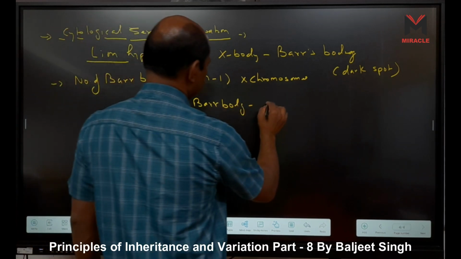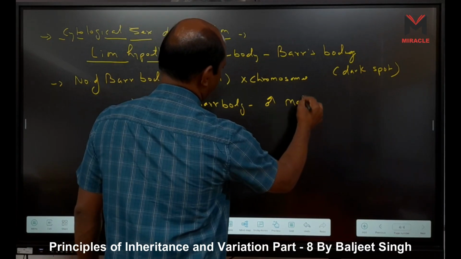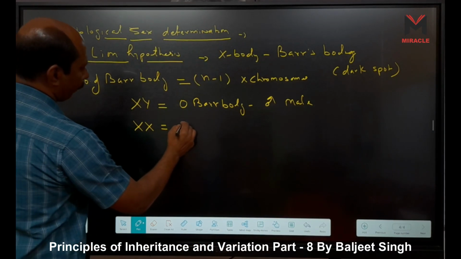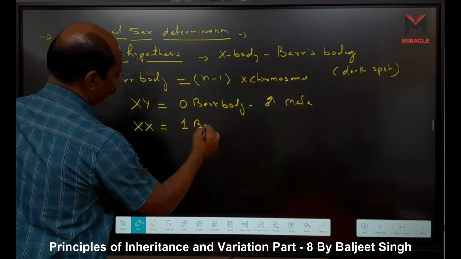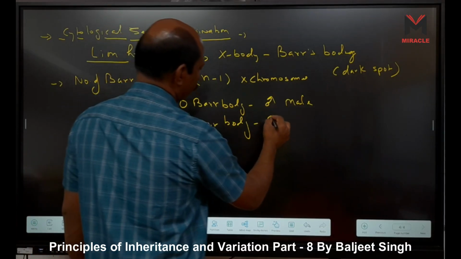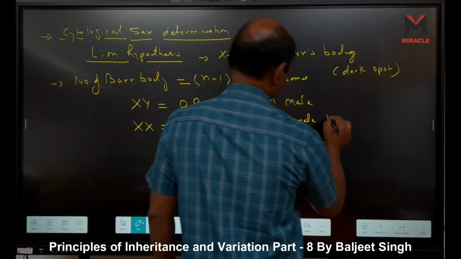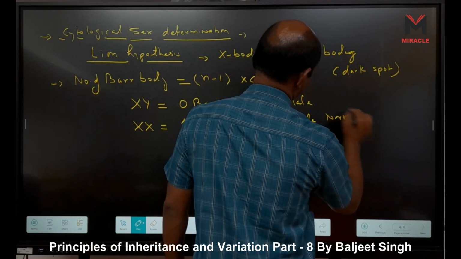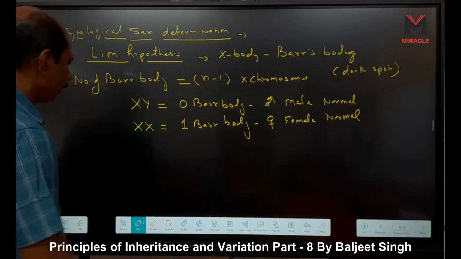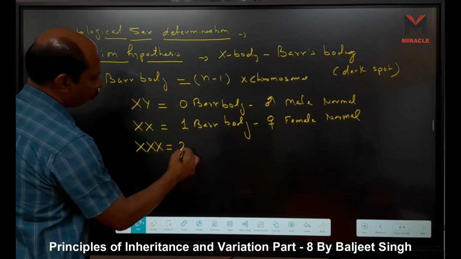That means it is represented as male, right? And if it is XX, then what happens? Only one bar body. It develops into a normal female. Sometimes in case of trisomy, for example XXX, then what happens? Two bar bodies.